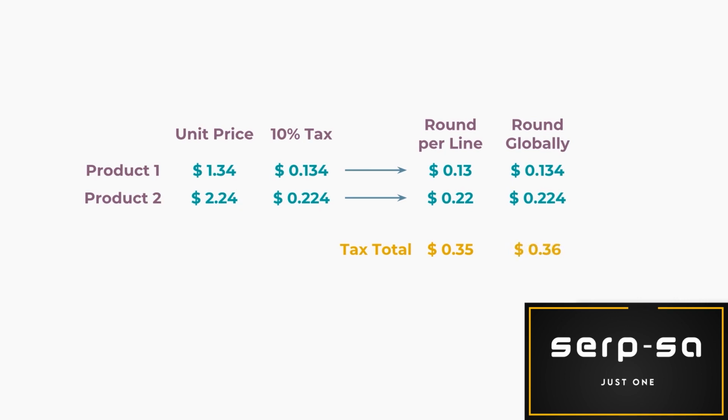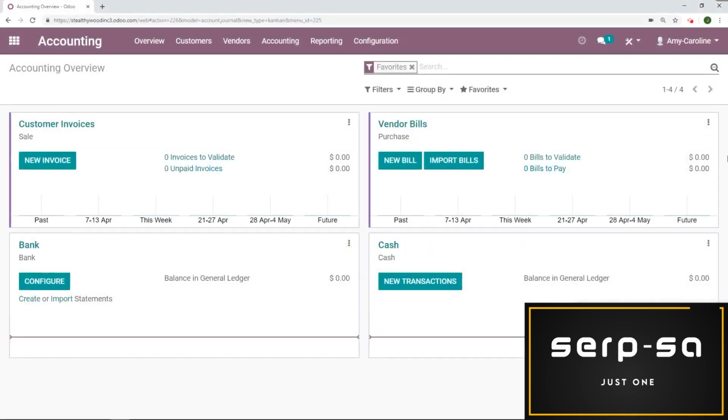Luckily, I've just received two bills to add to my accounting application so we can see together how to work with this on our Odoo database. All right, so here I am on my database, specifically on the accounting module. From here, we can go ahead and create some vendor bills.